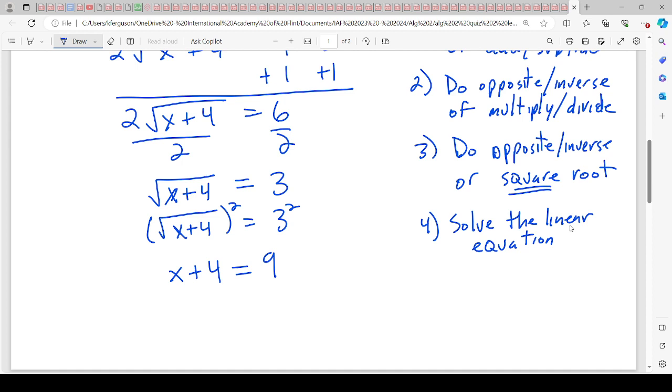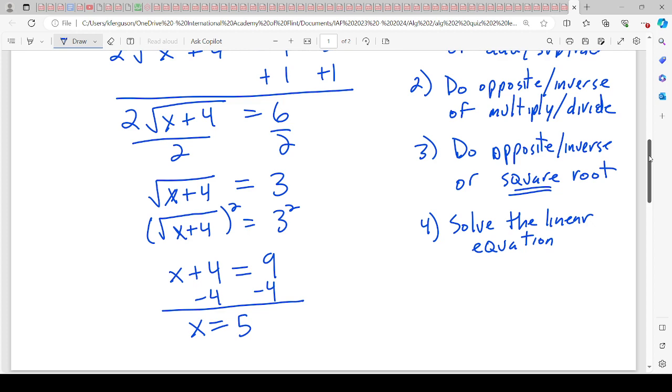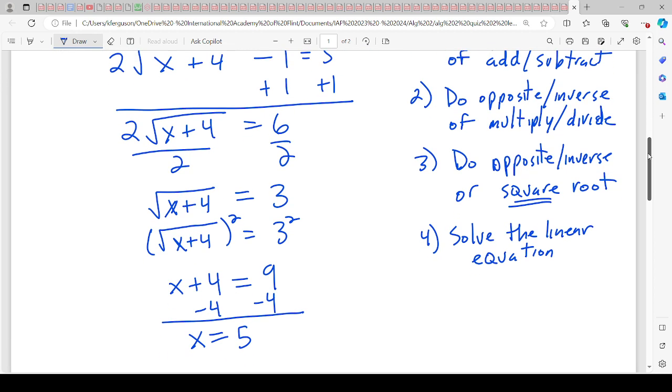And just in case you were wondering, when I say linear, what it refers to is that the highest exponent in my equation is 1. So that's when you know you have a linear equation. The exponent for x is 1, it's a linear equation, boom. There's more explanation, but we don't need to do all that. So now we solve the linear equation. I've got x plus 4. I want x by itself, so I'm going to subtract 4 on both sides. x equals 5.